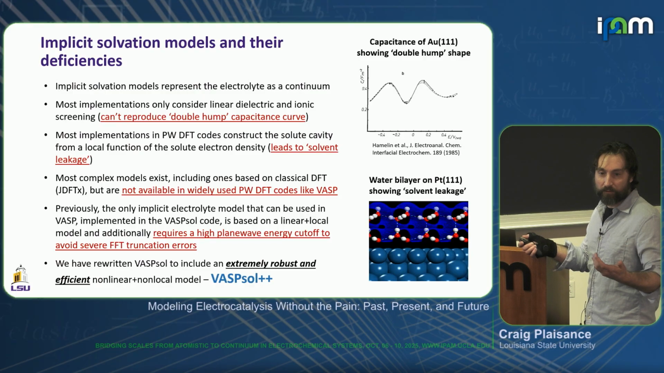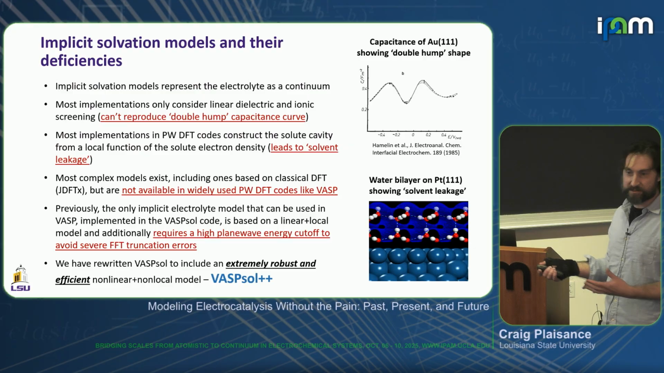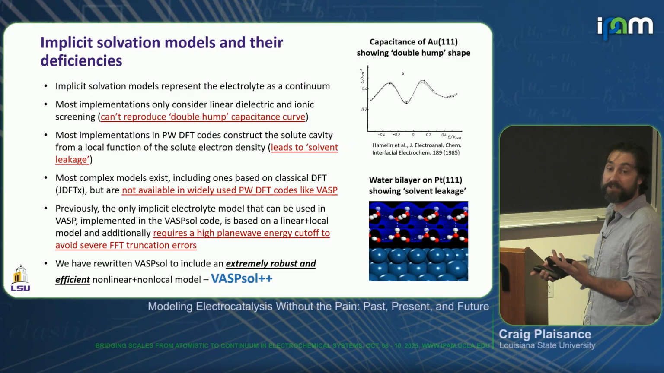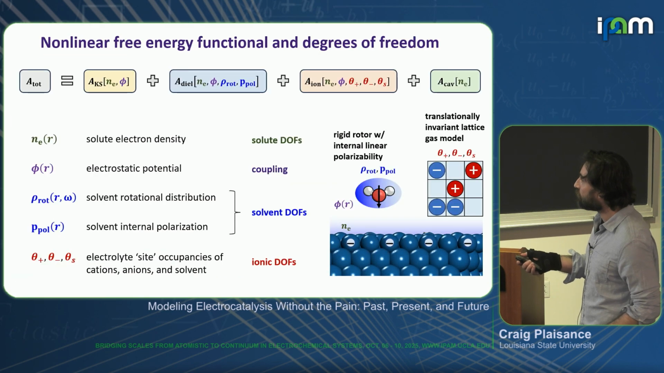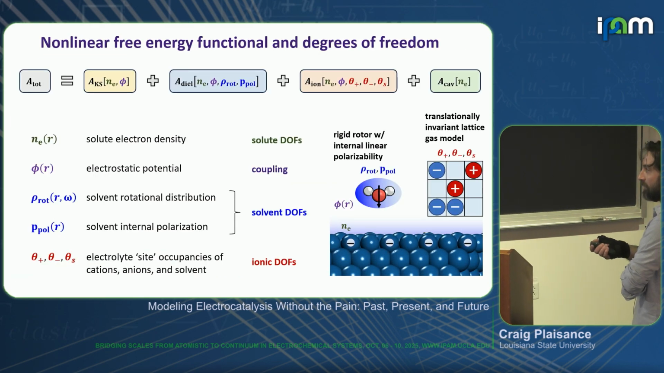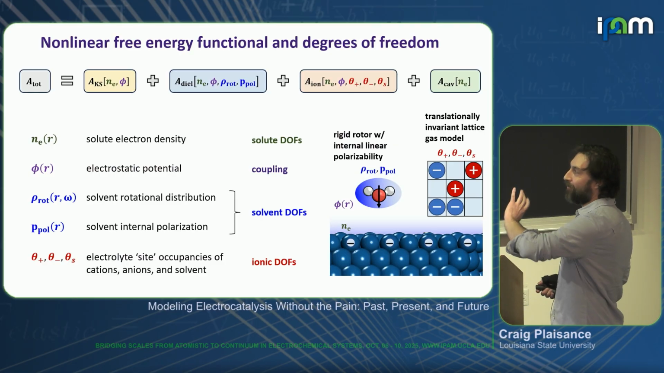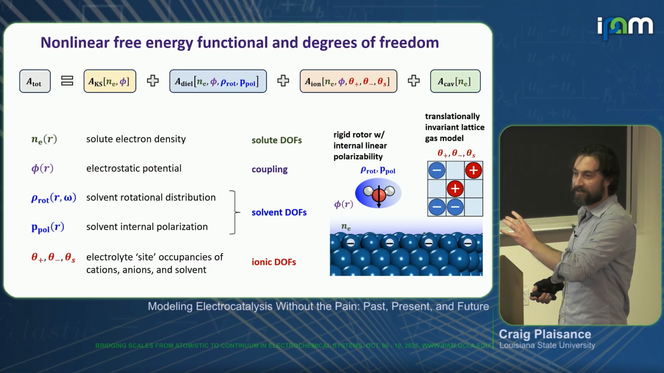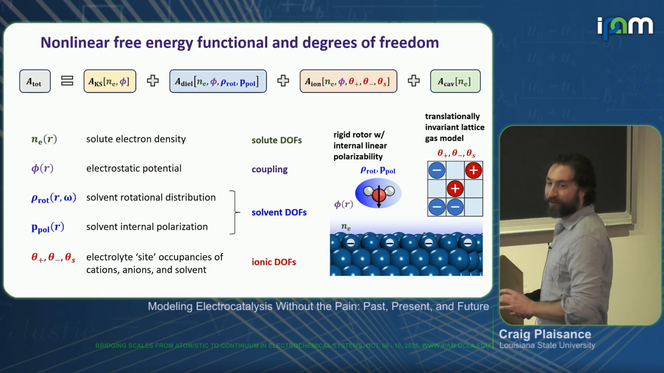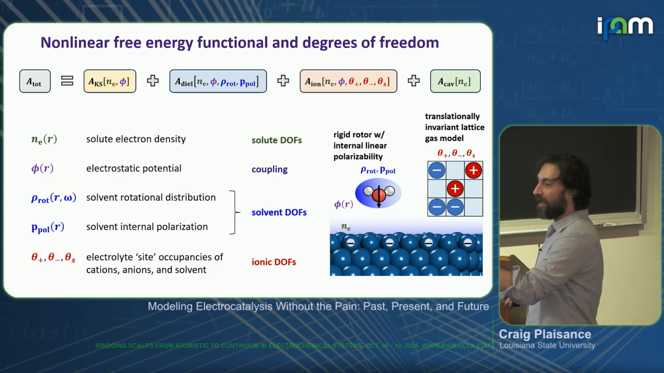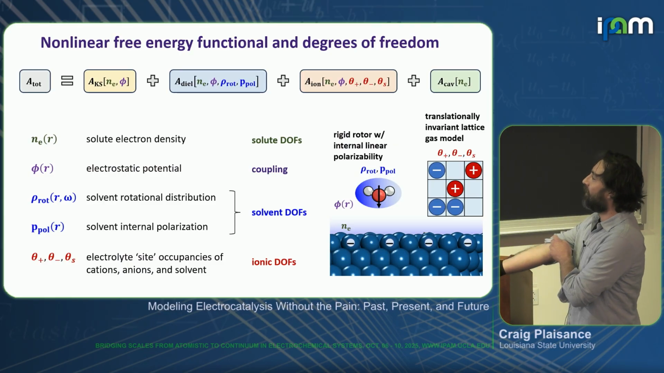We basically took the original structure of VASPsol and completely rewrote it with all these different additions. So to start off with, like Richard said, we have this free energy functional. I use A's, F's, G's, depending on which part of the talk I'm on, so bear with me. But this A is the same omega that Richard was using.